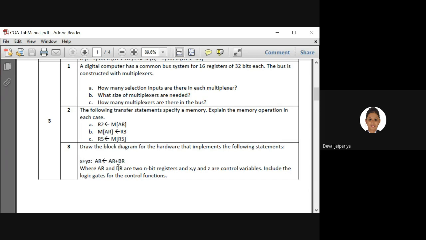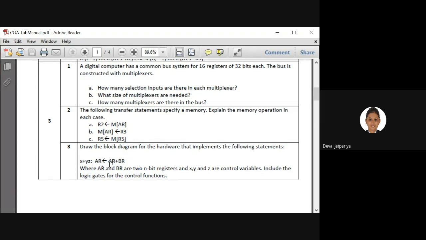So see, what is AR? AR is nothing but an address register. After that, one more register you have, that is BR. What you need to do is add one register, AR, with another register, BR. For addition purposes you need to use some adder, or you might require a subtractor, as per your requirement. So here you need to add the content of AR with the content of BR.